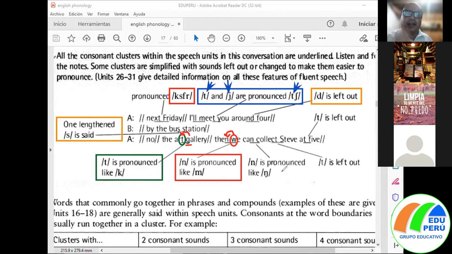Then we. Now, the other one, it's a similar case again. Can collect, no? Can collect. So what are you going to do? You're going to change again, no? The sound ka influences the sound n, no?